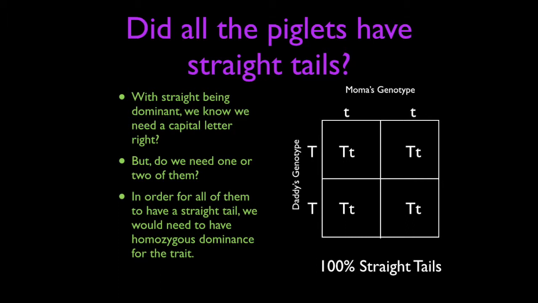Question number 2, did all the piglets have straight tails? With straight being dominant, we know we need a capital letter, right? We got to have something to show that dominant allele, that dominant trait. But do we need 1 of them or 2 of them? Well, in order for all of them to have a straight tail, we would need to have a homozygous dominance for the trait, meaning we have 2 big T's. If we had a big T, little t, what would end up happening would be in a 2-to-2 ratio, meaning that half of them would have straight tails and half of them would have curly. So we need them to all have that big T in it, which would make the dad homozygous dominant.